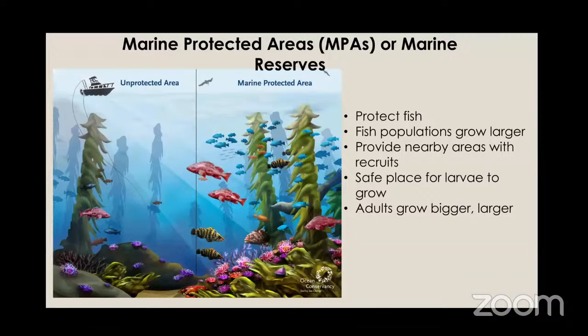Whereas in comparison to areas that are not protected, where fishing happens mostly, fish do not get as big as the fish that you find in marine protected areas. So they do not reproduce much. Which means that those areas, the unprotected areas, are most likely to experience what we call overfishing.